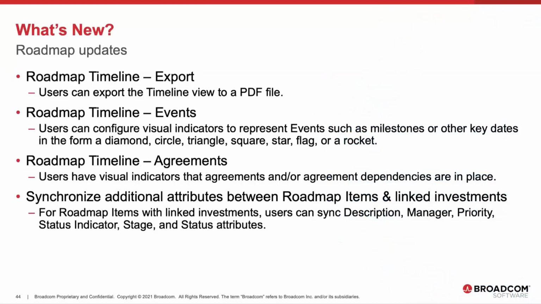We've got the ability to configure visual indicators that represent events, such as milestone or other key dates in the roadmap timeline. Also, users have visual indicators that an agreement or an agreement dependency is in place, and that's visible from the roadmap timeline. And there's also the added attributes that are now available to sync between roadmaps and the linked investments in the form of roadmap item description, manager, priority, status indicator, stage, and status attributes.